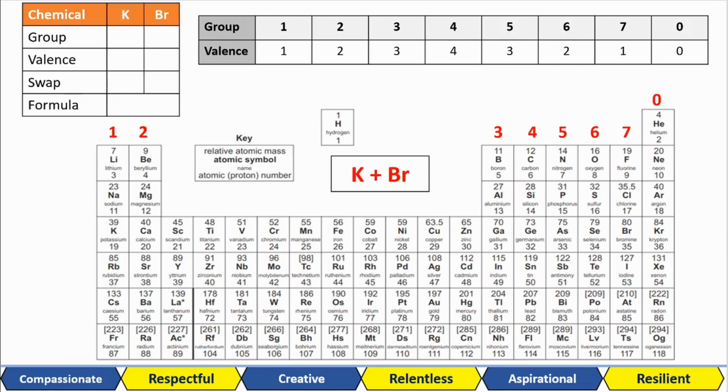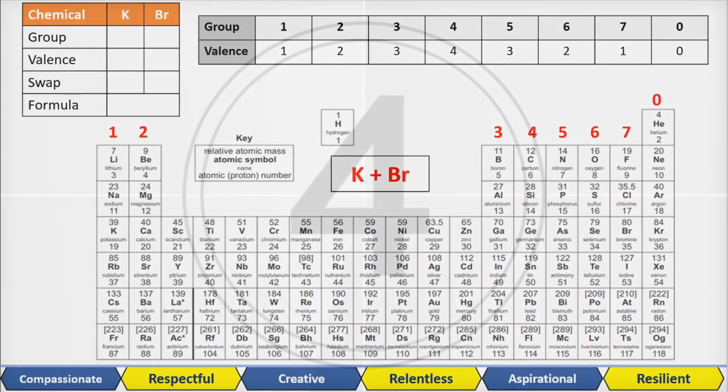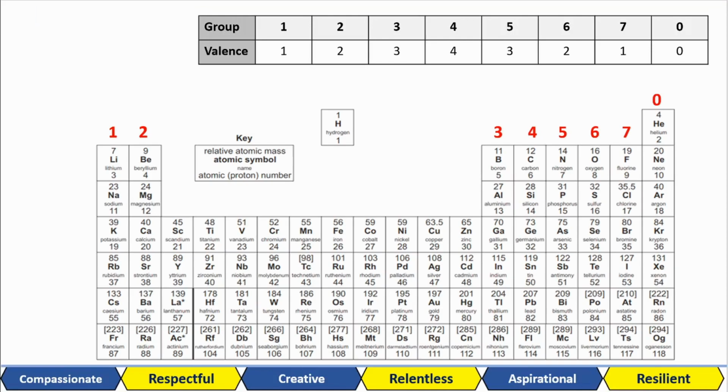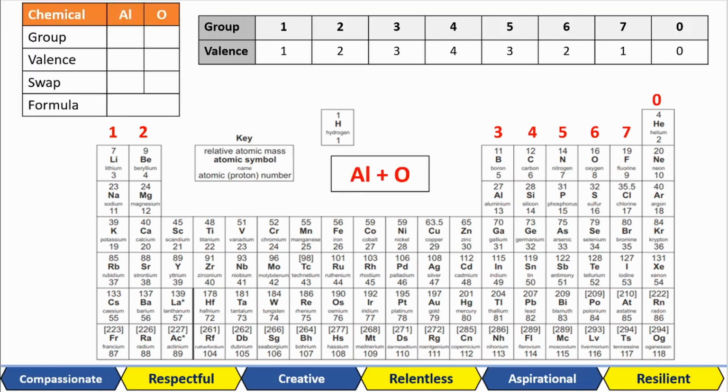Now try this one. Potassium is in group 1 and bromide is in group 7. The valence of potassium is 1, the valence of bromide is 1. We swap the numbers around, we still have 1, 1, and what do we have? KBr. It's not K1Br1 because again, remember, if it's just 1, you don't have to write the 1 next to it. Okay, now try this one.